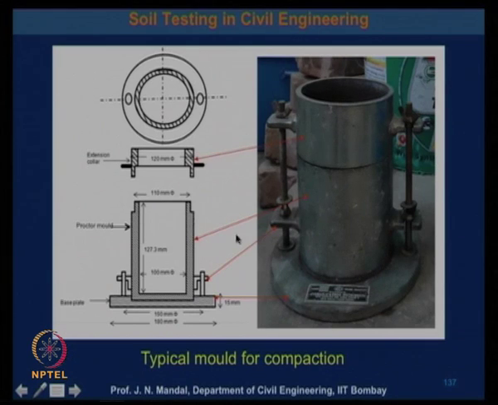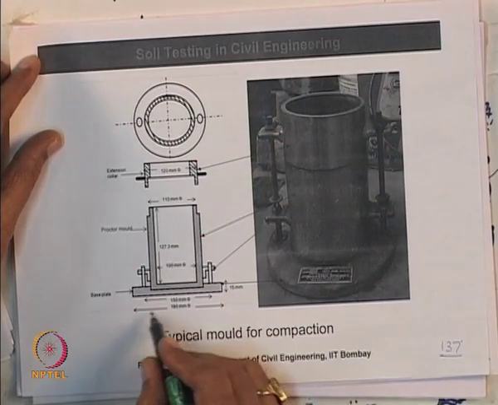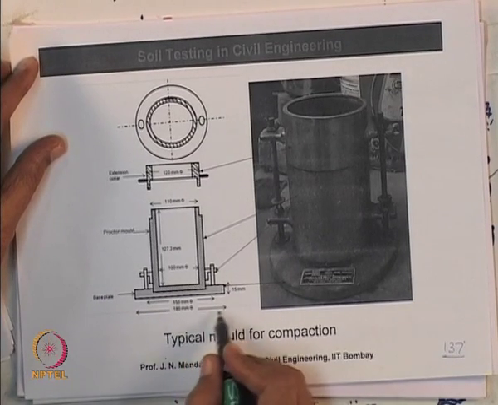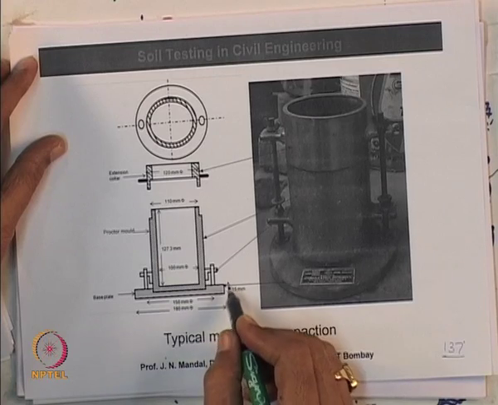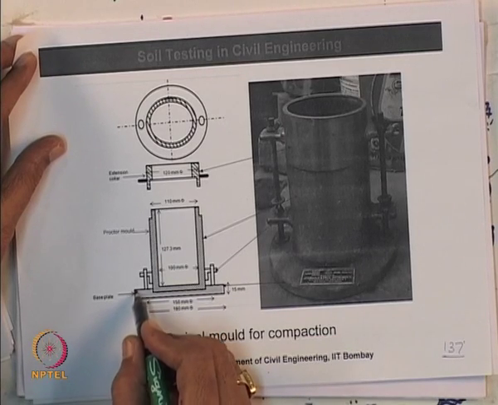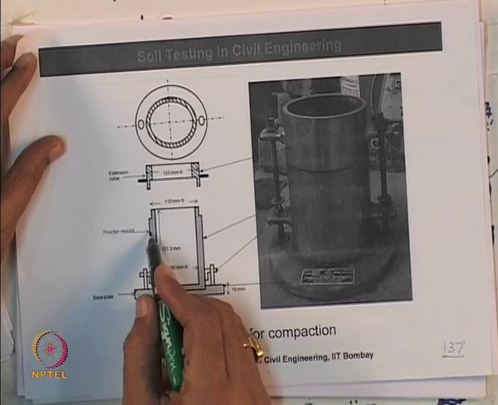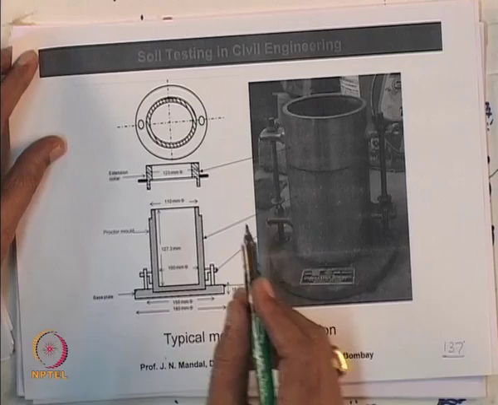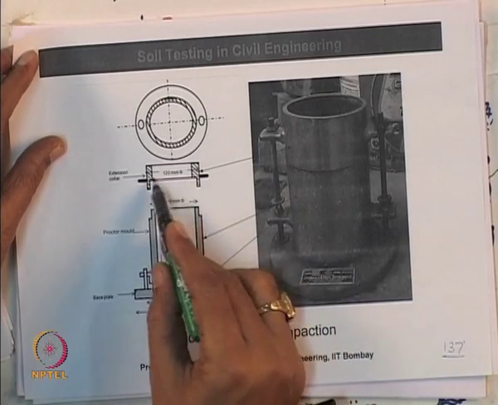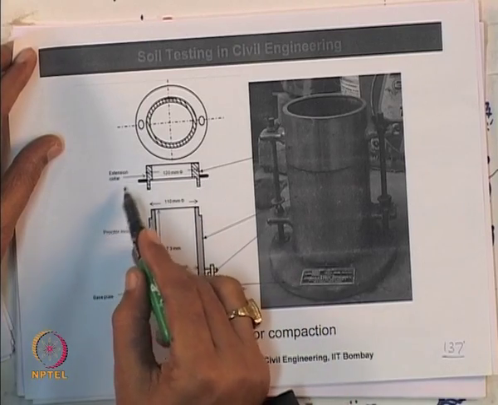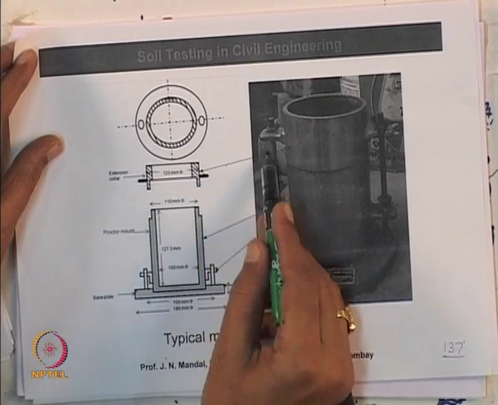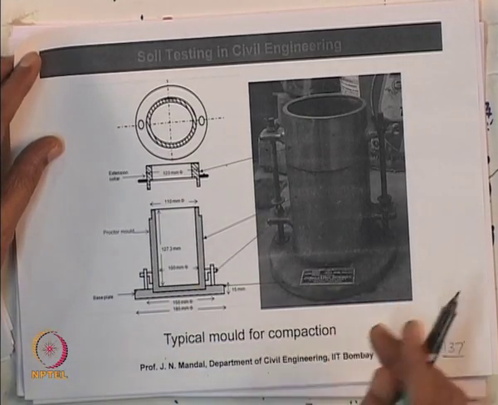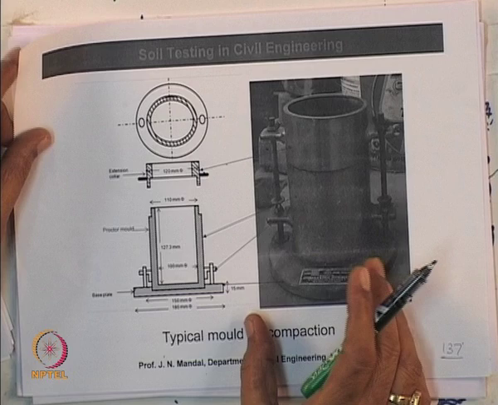And we have also the Proctor hammer. This is the sketch shown here, which you can see in detail. This is 1800 millimeter diameter, this is 150 millimeter, this is 15 millimeter, this is the base plate, and this is the Proctor mold, and this dimension is 110 millimeter, and this is 120 millimeter, this is the extension collar here. So, this is the typical mold for compaction.